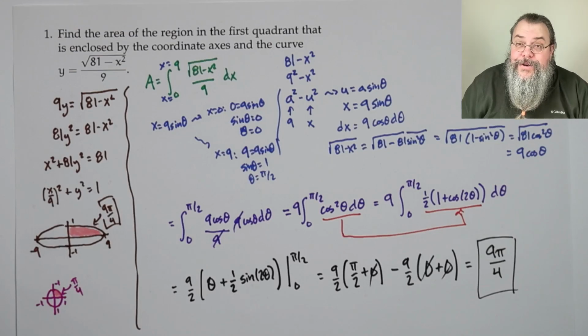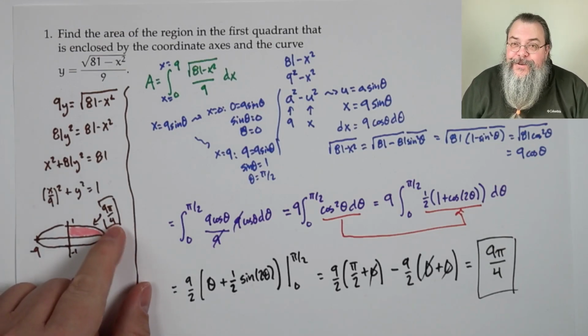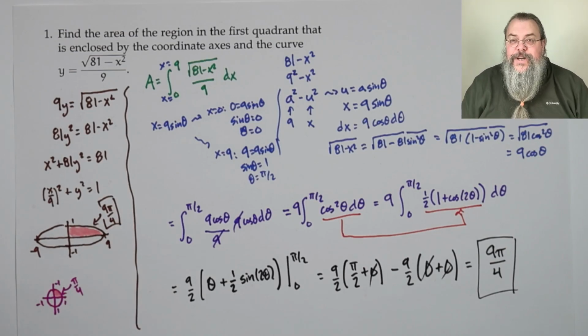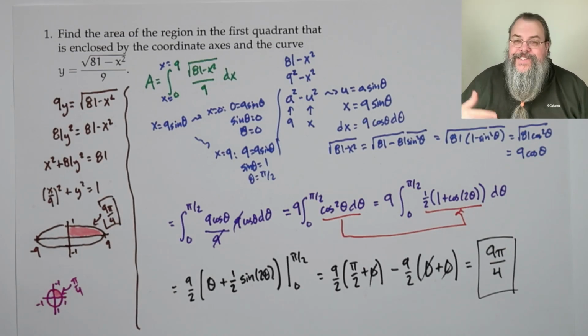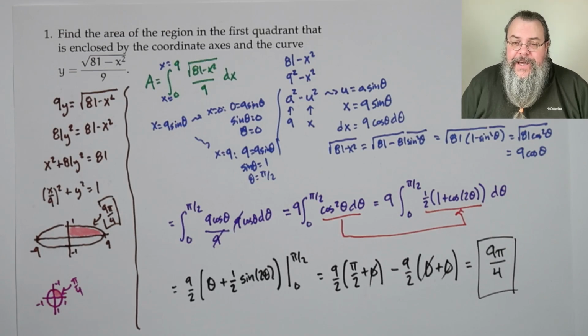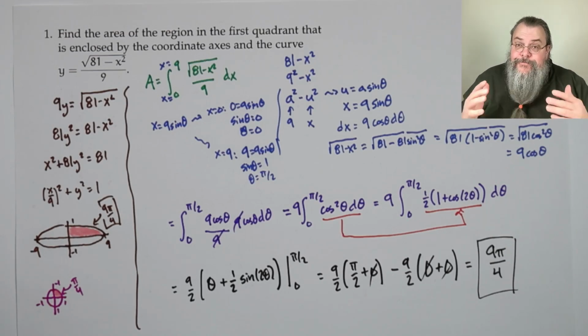Wow. Who would have thought? 9 pi over 4. What an answer. Well, that's what the geometry tells us we should get. But it's good to do the calculus. And it helps us know, hey, this thing really works. All right, let's keep going.